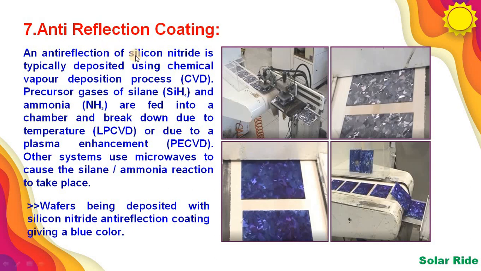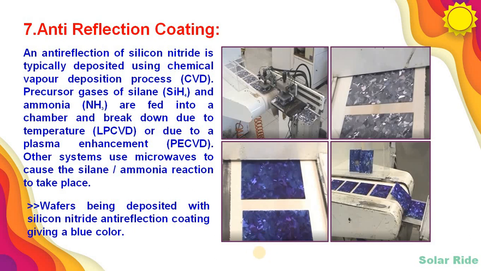An anti-reflection layer of silicon nitride is typically deposited using a chemical vapor deposition process. The gases are silane and ammonia. These two chemicals are used for getting the blue color of the solar cell for the anti-reflection coating purpose. The wafers are deposited with a silicon nitride anti-reflection coating, giving a blue color. This is the anti-reflection coating process.